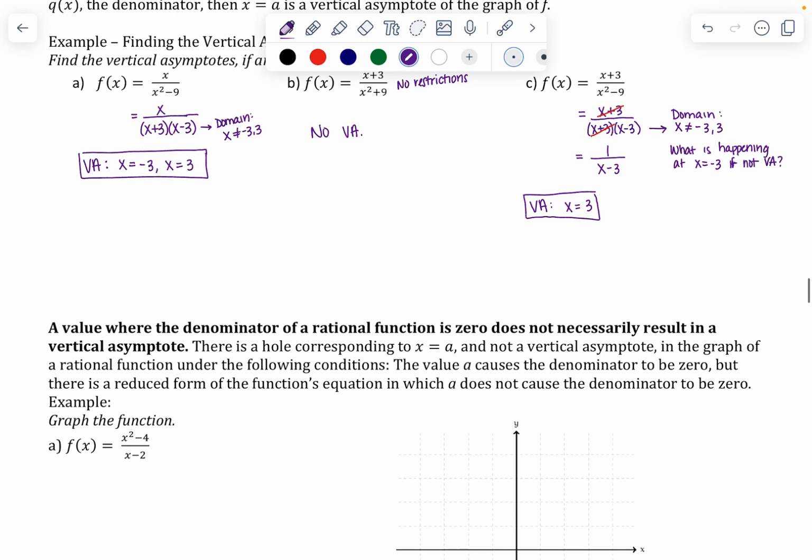So a value where the denominator of a rational function is 0 does not necessarily result in a vertical asymptote. There is a hole corresponding to x equals a and not a vertical asymptote in the graph of a rational function under the following conditions. The value a causes the denominator to be 0, but there is a reduced form of the function's equation in which a does not cause the denominator to be 0. So this is an example of what we're talking about up here in C.